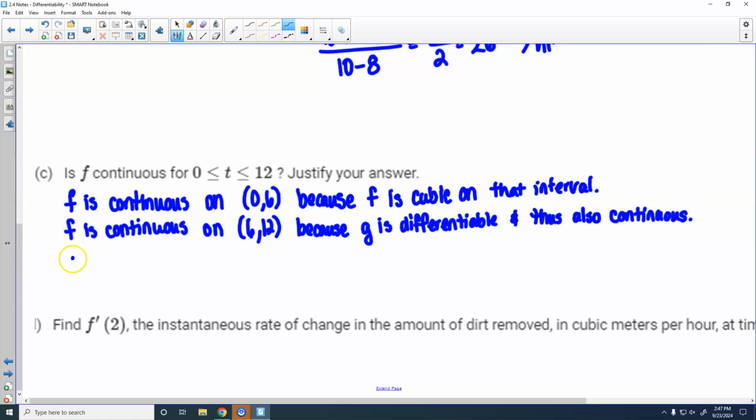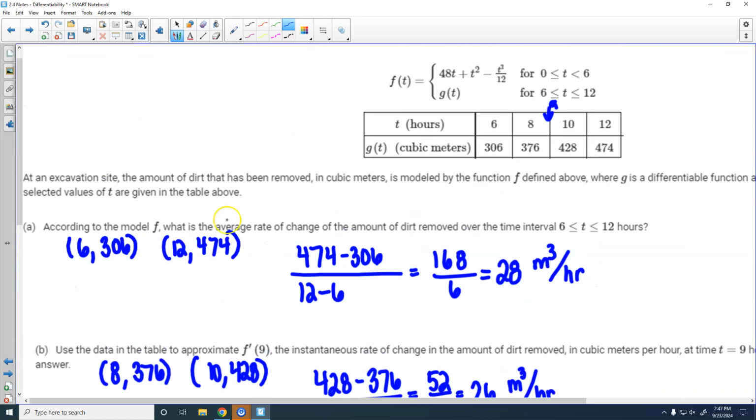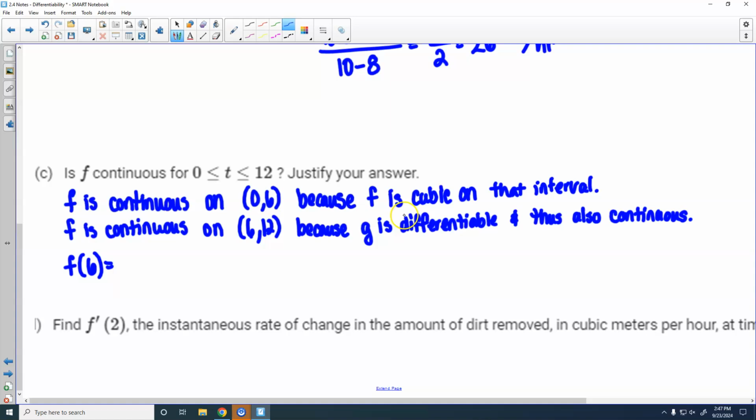So now we want to say f of 6 equals... for f of 6, which one should we use, the top function or the bottom function? Bottom, and the bottom is just g. What is g of 6? 306. So f of 6 equals, I'm going to write g of 6, which equals 306. That lets the grader know you're using the table there.